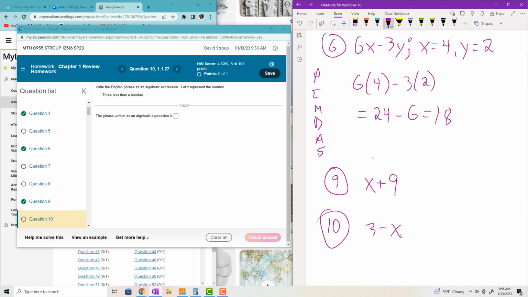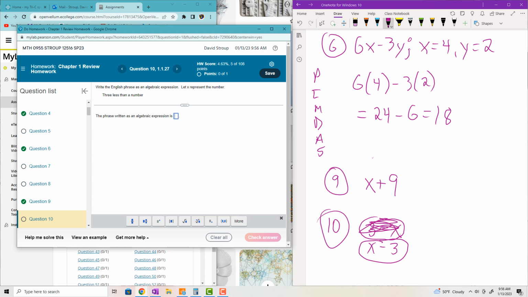3 less or x minus 3. It turns out that the correct answer is this one. Okay, so whoops, sorry, it's this one. So you're taking 3 away from some number. So it's going to be x, and then you're removing the 3. So it's x minus 3, not 3 minus x.